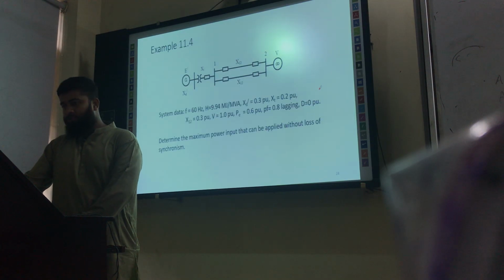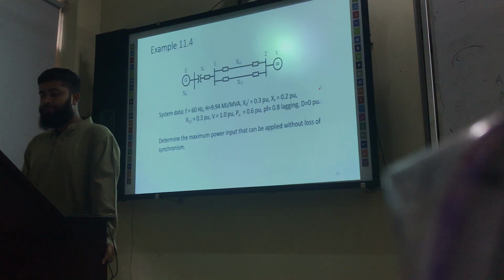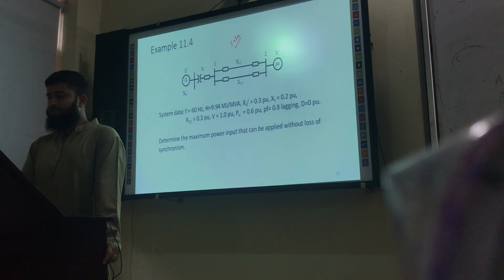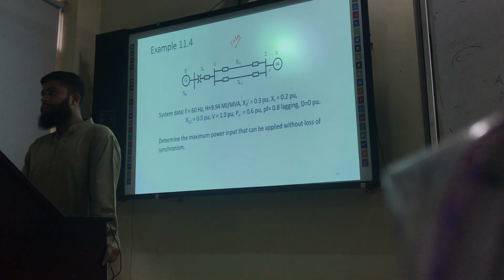Now with this information we want to solve example 11.4 that is given in your Kothari and Nagrath book. This is our single machine infinite bus system. This is the synchronous generator, this is the transformer, a double circuit line, and finally the system is connected to the infinite bus.